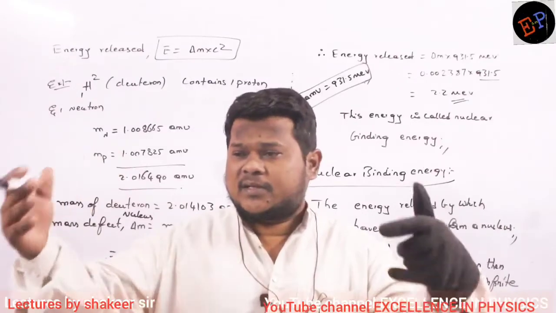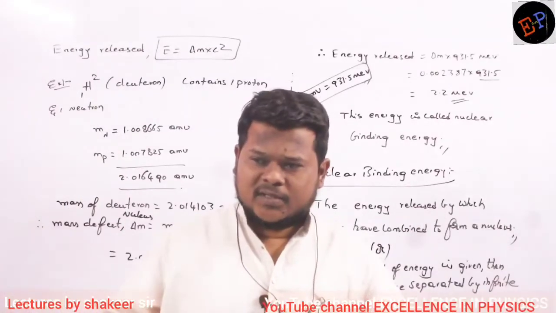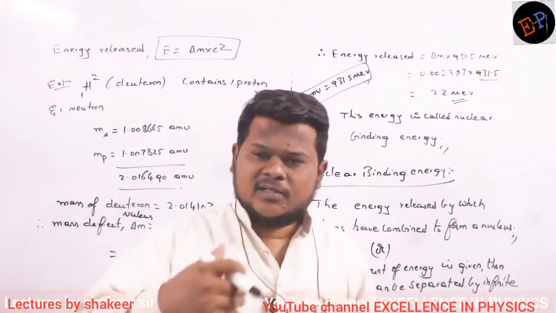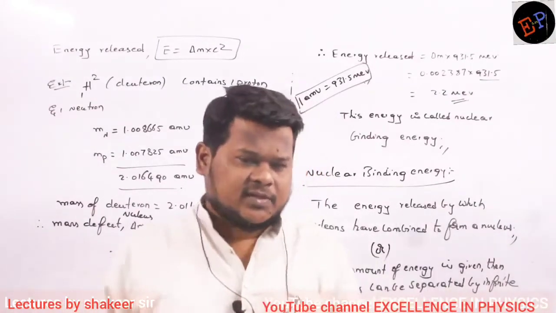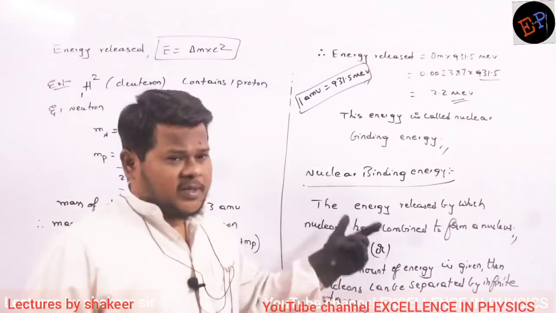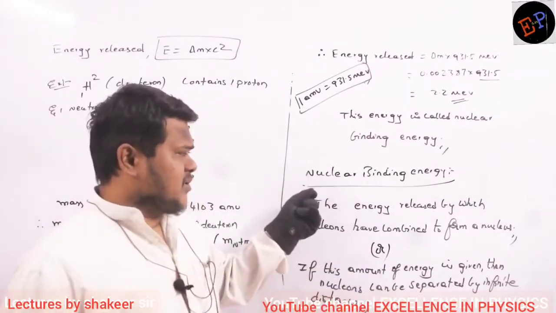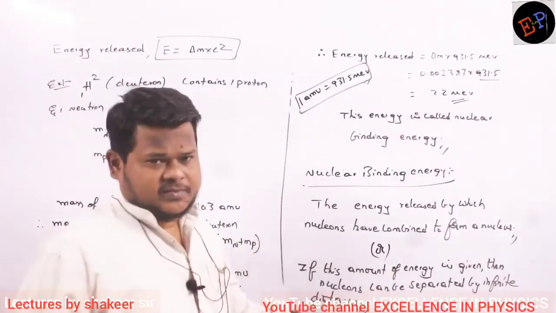Okay? Previously all the nucleons, they were in separated states. No? Now if I give this much amount of energy, again the nucleons have the ability to get separated. Are you able to understand? So that is why this energy is also called as nuclear binding energy. Okay? Same for nuclear binding energy, I can write two definitions. Are you able to understand?